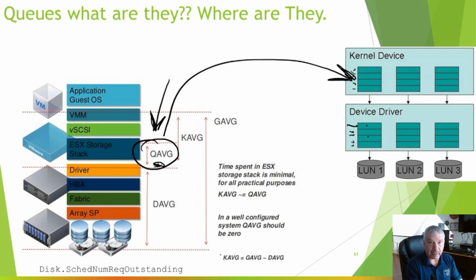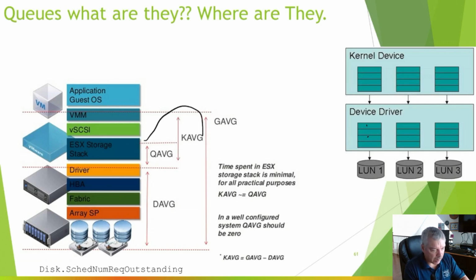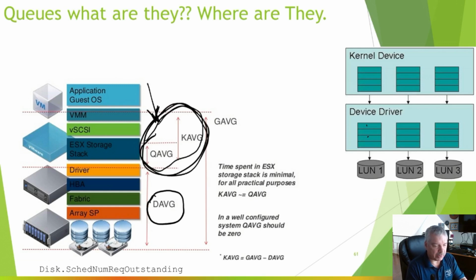This number should be like 0. If this is a high number, your kernel average latency is going to be high, and therefore your guest average latency is going to be high as well. So we really want to see these numbers being very, very low. Generally they should be. If there's a problem, most of the time it's down in the physical. I'll give you an example of this as well. So these two are related to each other.